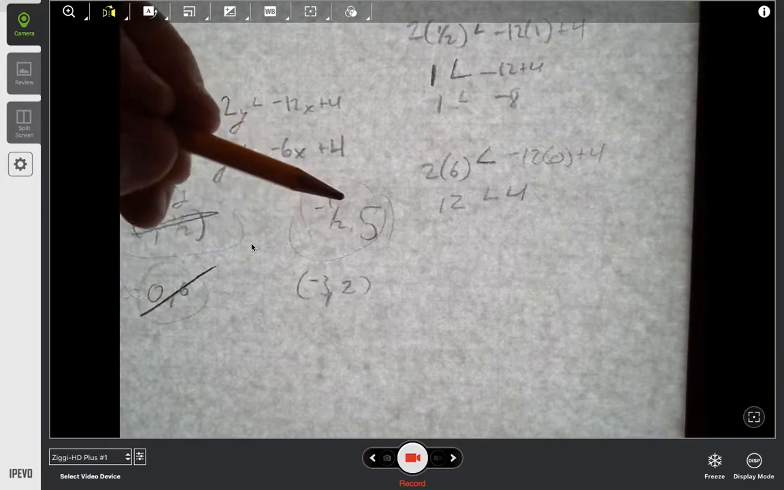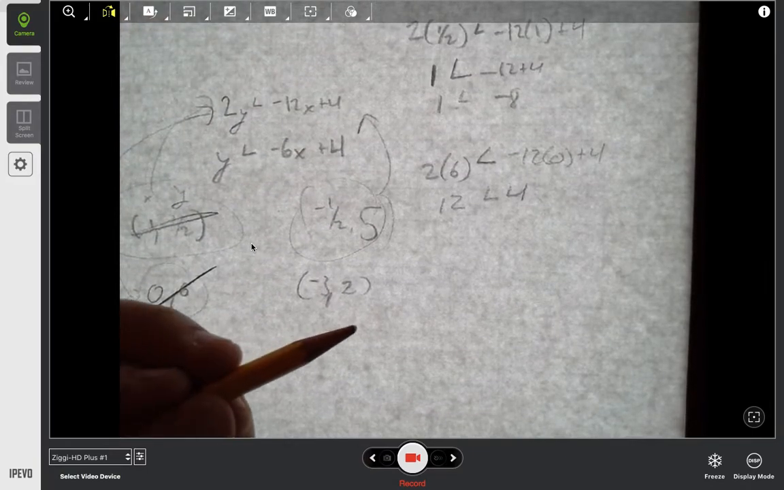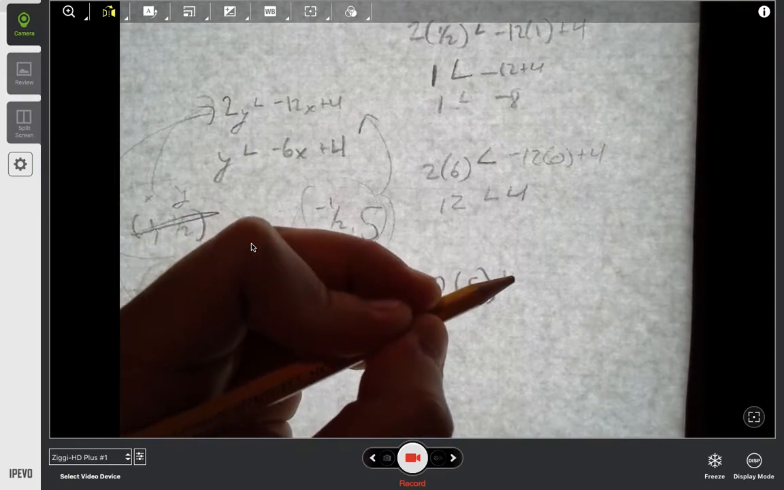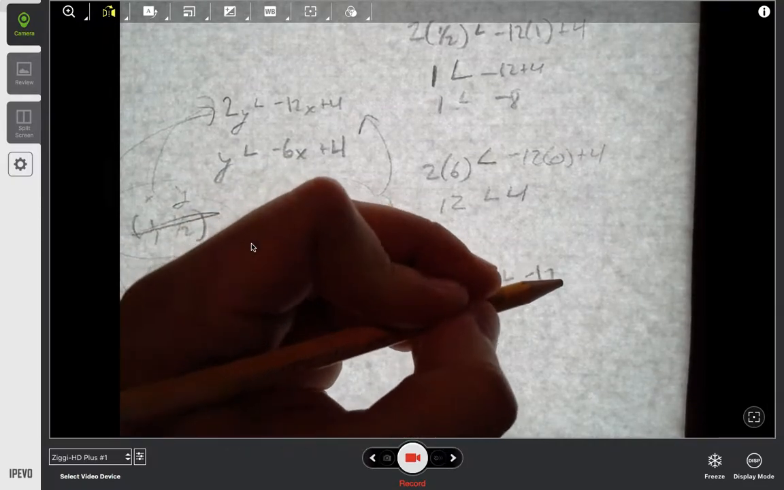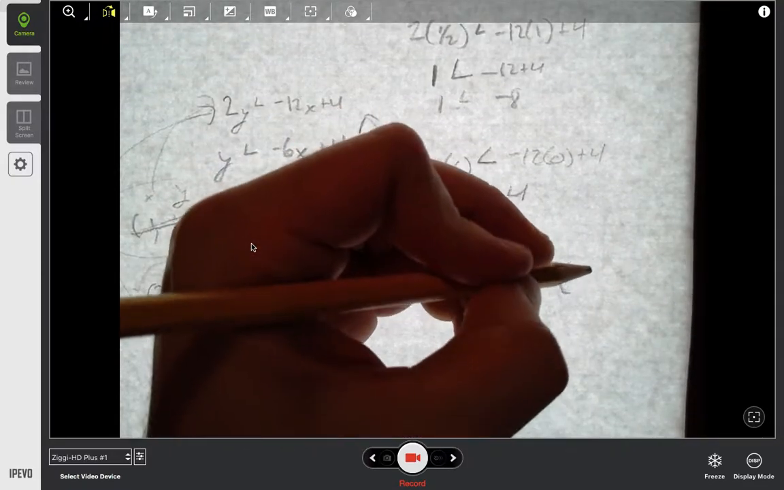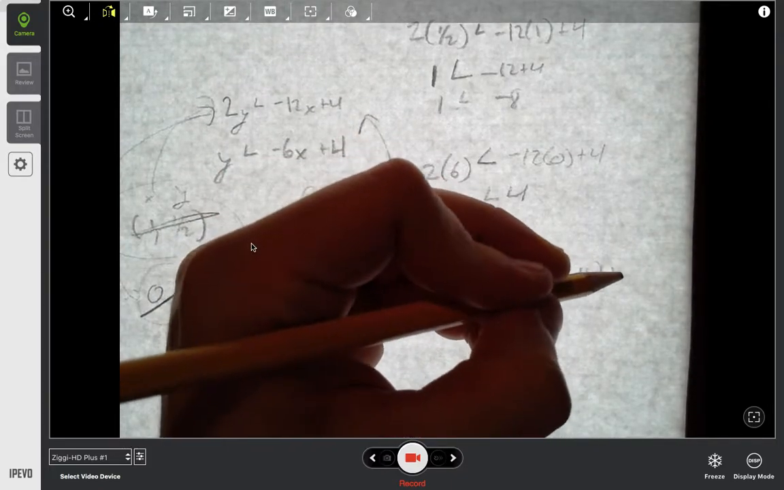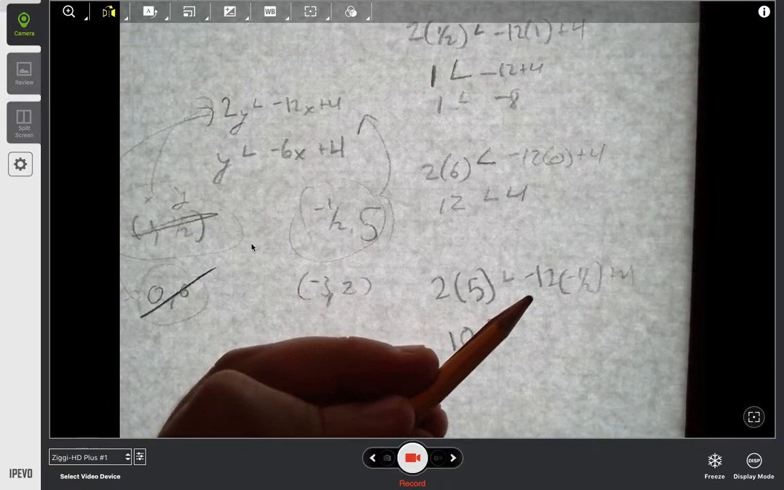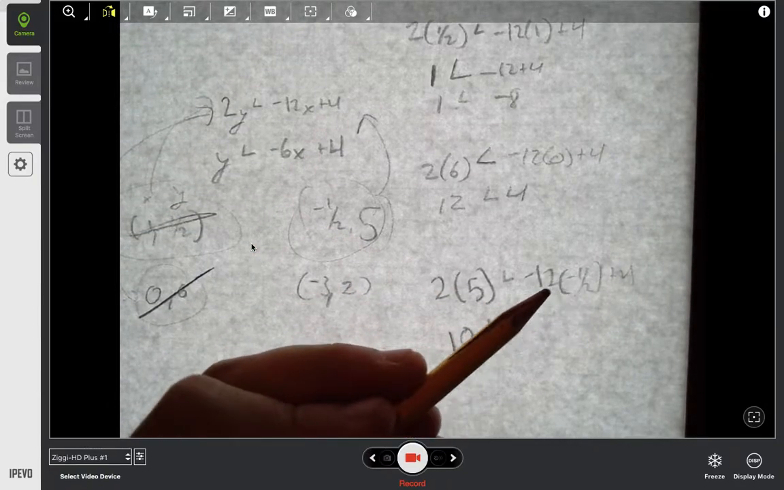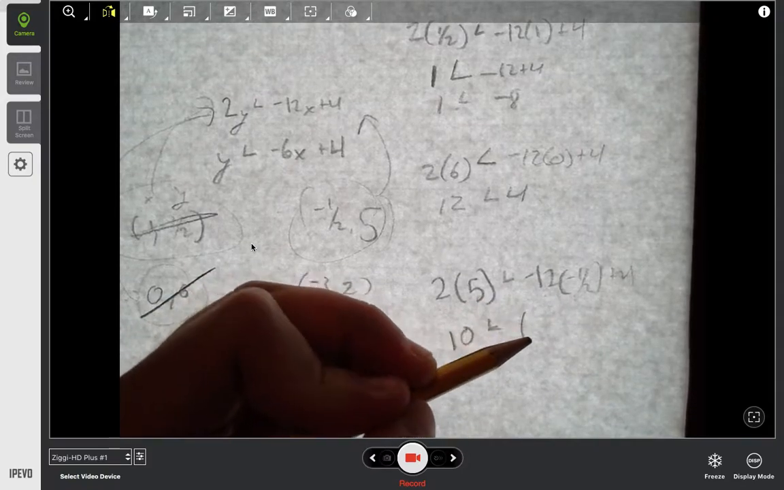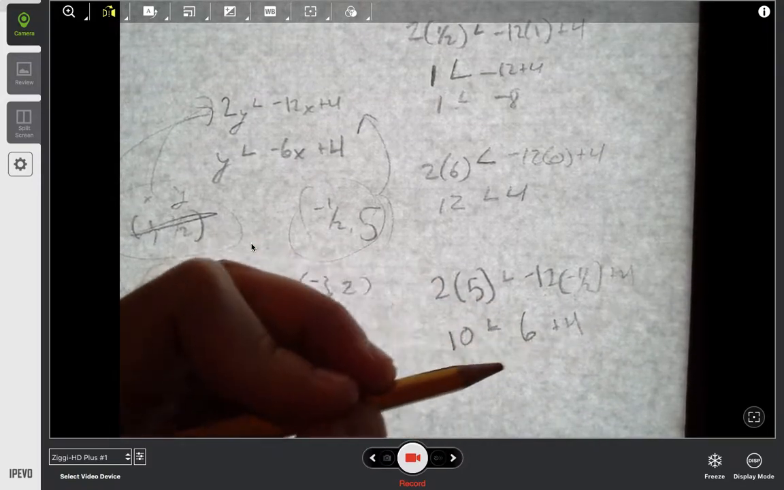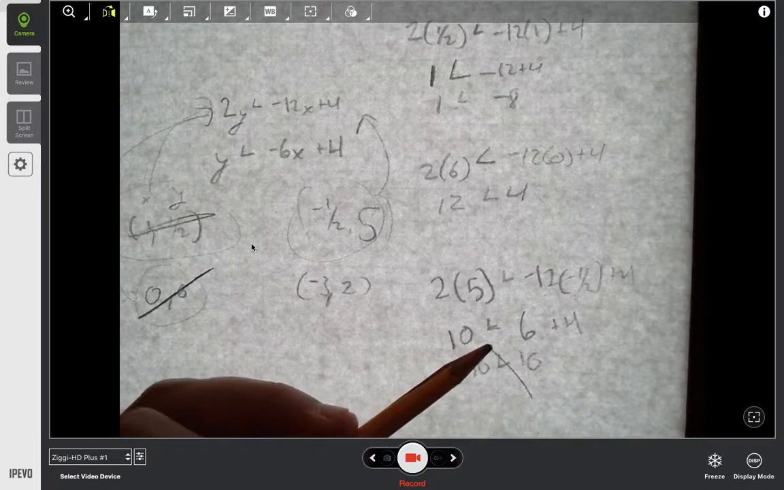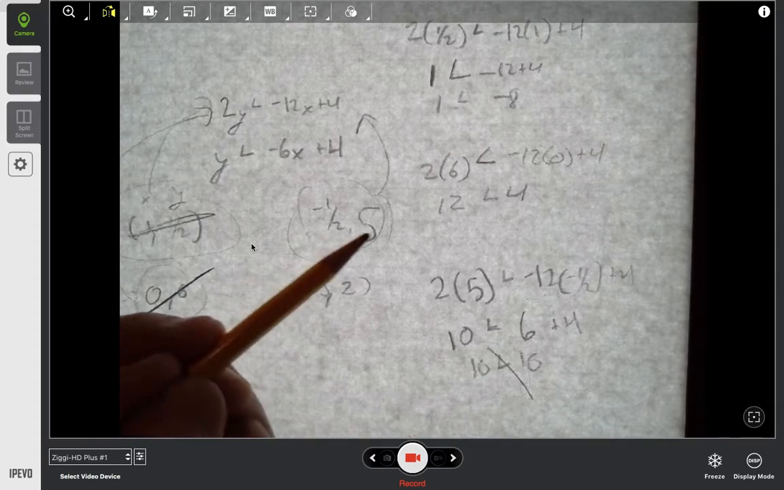Let's keep going here. I'll plug this guy back into that guy again. So now I'm going to try 2 times 5. Is that less than negative 12 times a negative 1/2 plus 4? So is 10 going to be less than negative 1/2 times negative 12? That becomes a positive 6 plus 4. Is 10 less than 10? No, it's not. 10 is equal to 10. So it can't be this one.